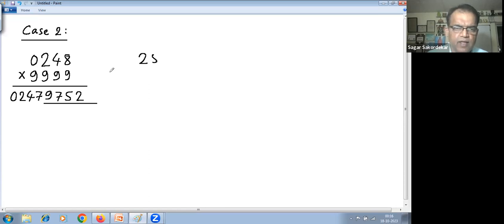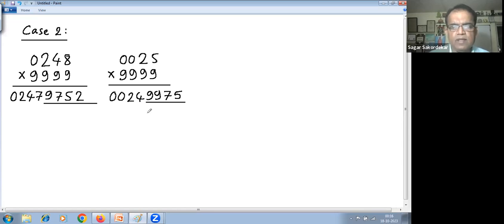Say 25. Multiplied by 9, 9, 9, 9. Now you see here there are 4 nines, whereas the first number is only 2 digits, so you have to put 2 zeros. So with that, it will be a normal problem. 0, 0, 2, 4, first step, and second, 9 minus 0 is 9, 9 minus 0 is 9, 9 minus 2 is 7, and last from 10, 10 minus 5. So final answer, actually you can write 249975. These zeros at the left do not change the value.